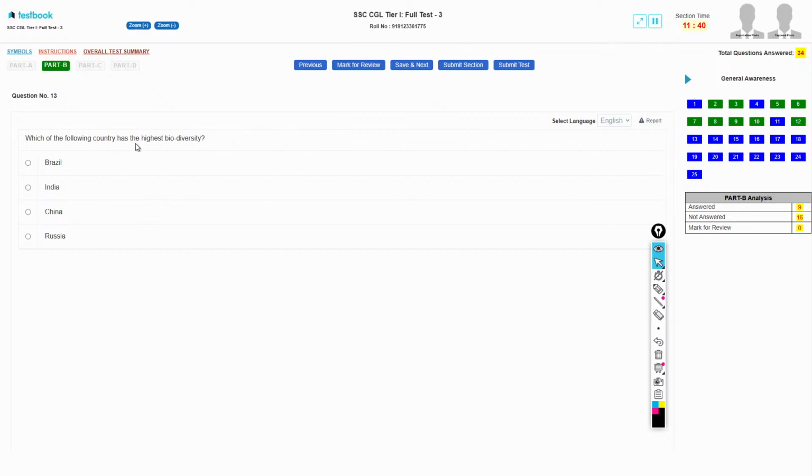Which of the following country has the highest biodiversity? I feel Brazil is in that zone, right? The Amazon rainforest area. So highest biodiversity, it should be there only. So Brazil. Which of the following correctly lists the countries to which Buddhism spread from India in chronological order? Okay. First to China, then to Japan, then maybe to Korea, because that's the order of how far the countries are.